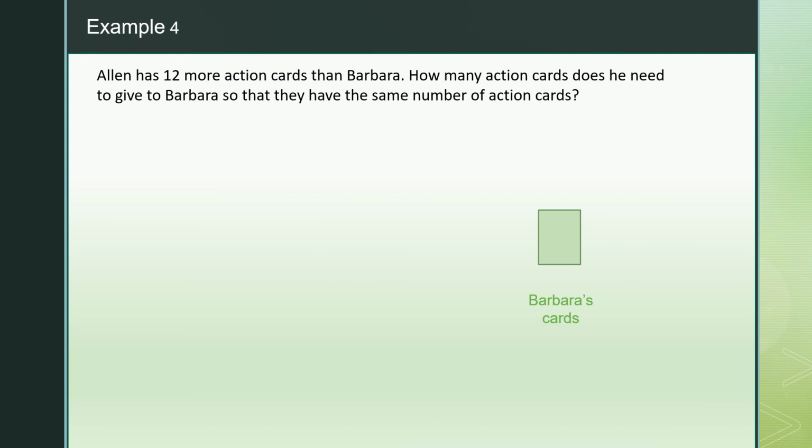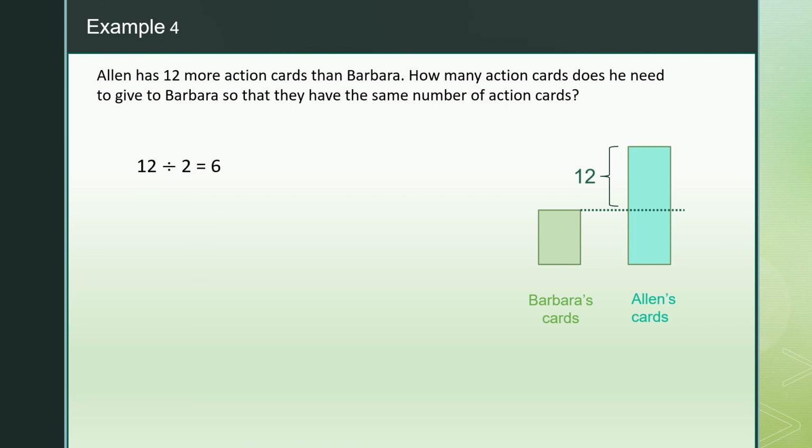These are Barbara's cars. These are Alan's cars. At the bottom, they have the same number of cars. Alan has 12 more action cards than Barbara. How many action cards does he need to give to Barbara so that they have the same number of action cards? So there's extra 12 cards. We need to separate into 2 groups, one for Alan, one for Barbara. Then they will have the same number of cards.